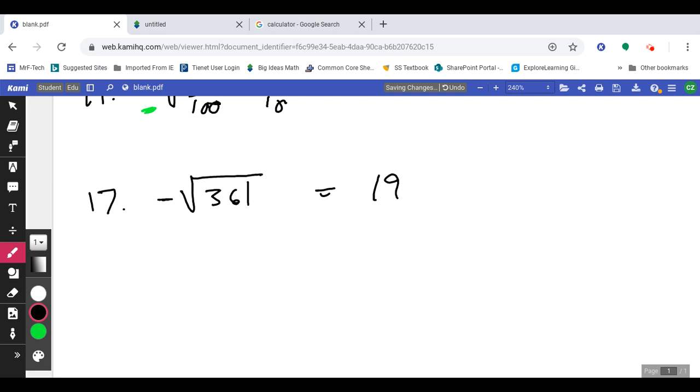But remember, I'm multiplying it right here with the negative 1. So I'm going to have an answer of negative 19.